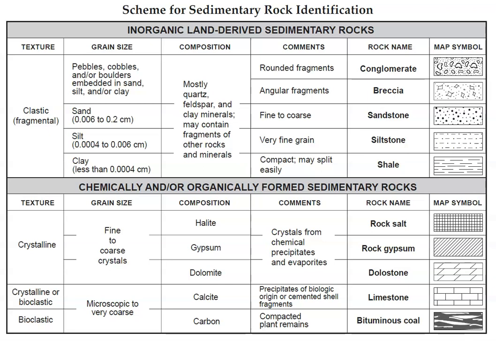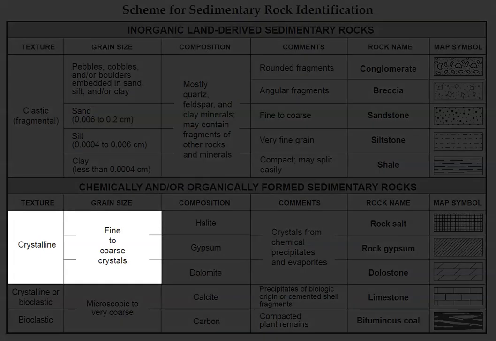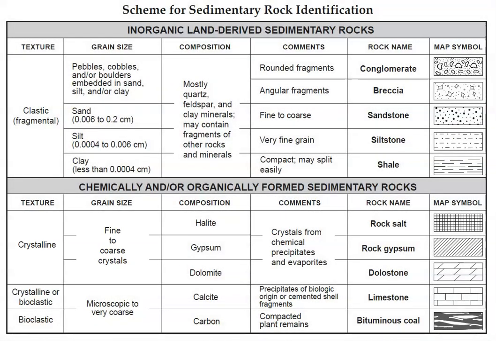That's very similar to making rock candy, where you can dip a stick in sugar water and let the water evaporate slowly over the course of a week or a few days, and you're left with sugar crystals on the stick. And so you'll notice the texture is crystalline, and the grain size has fine to coarse crystals. And the sizes here would correlate to the sizes found on the igneous rocks chart.